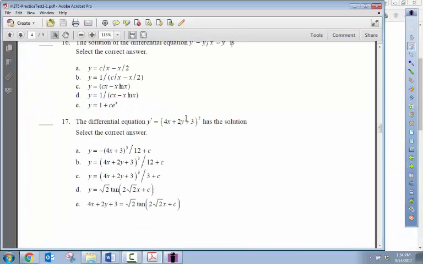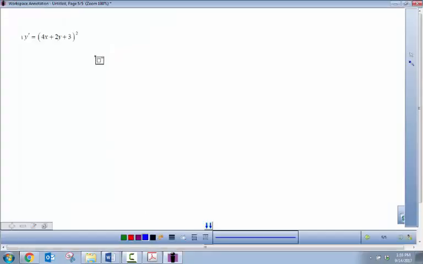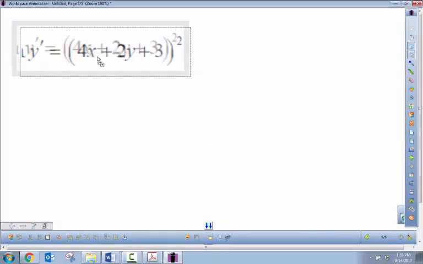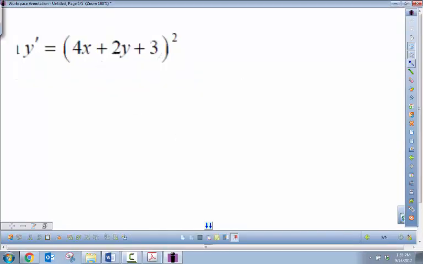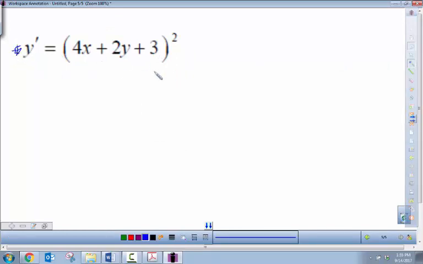All right, we'll have (4x plus 2y plus 3) quantity squared is equal to y prime. Let's let that be our differential equation. So this is your right-hand side function. It's not linear because the y is being squared, and it's not separable because we can't split this up, and it's not a Bernoulli. It's not an exact equation, is it? No, I don't think it would be.